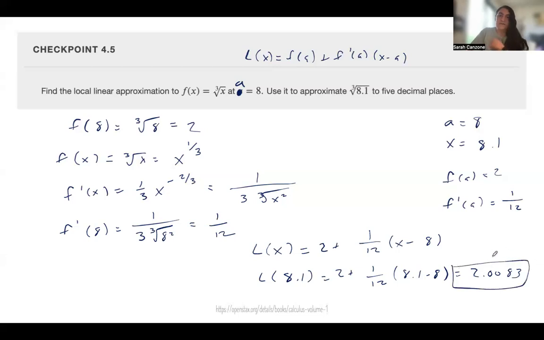And we can verify that this looks pretty correct because we know that the cube root of just regular old 8 is 2. So the cube root of 8.1 is probably something really close to 2, like this answer right here, which it in fact is.